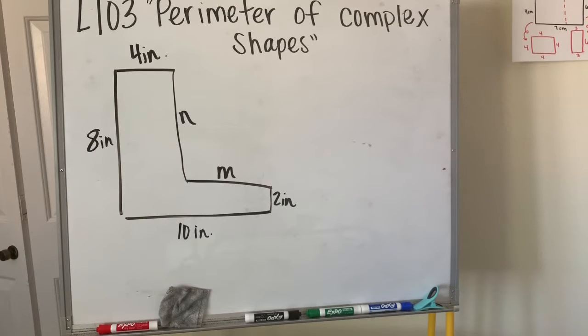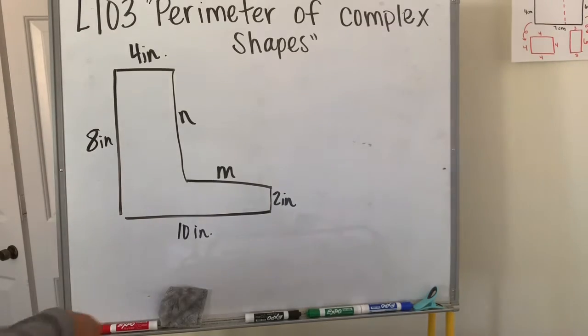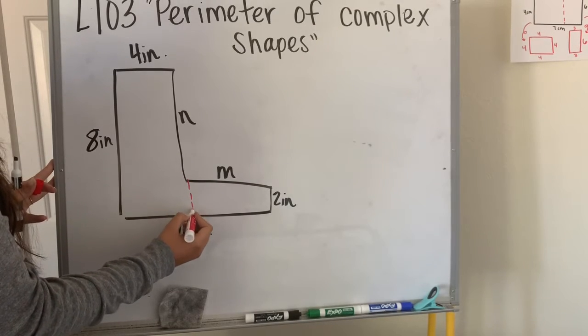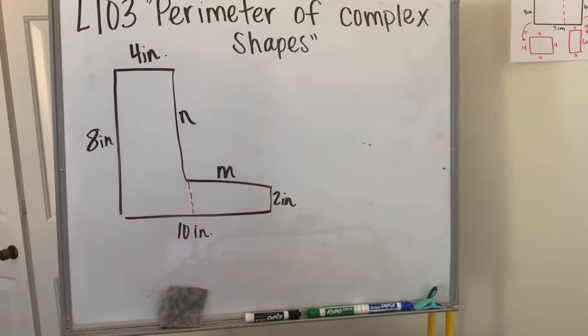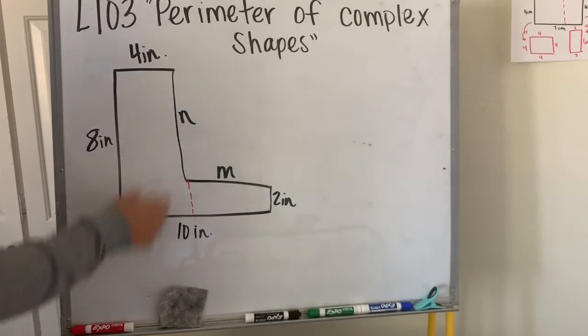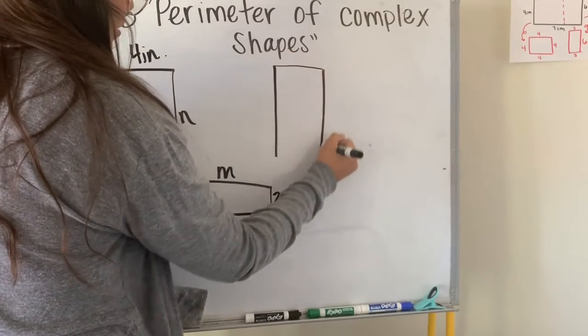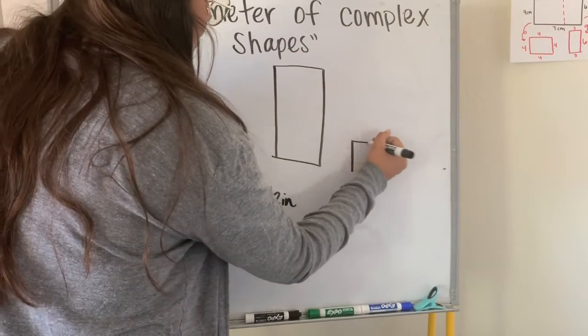I want you to think about when we did volume, when we did additive volume, and we found the volume of shapes that had missing sides, or we had to split up that 3-dimensional shape into 2 different shapes. Do you remember that? That's what we're going to do today. We're going to be taking this shape and splitting it into 2 different shapes. So when I split this into 2 different shapes, I have my larger shape and then my smaller shape.